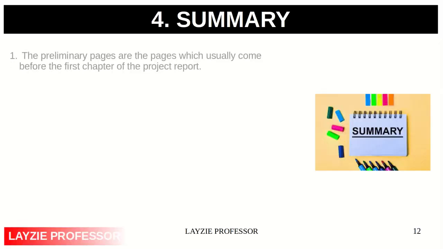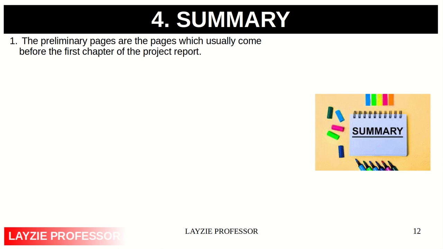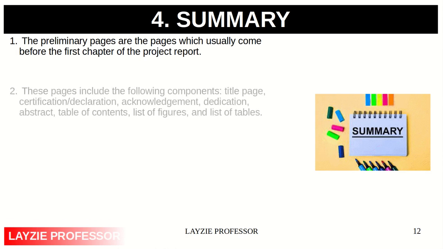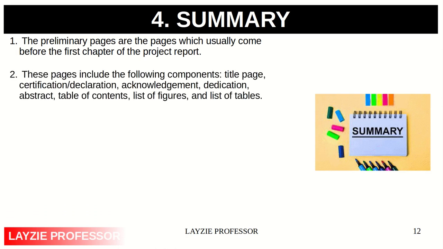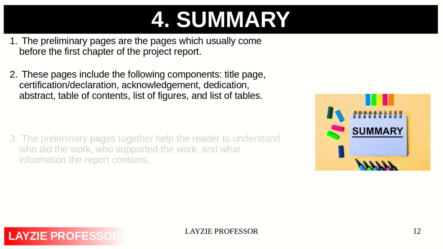So in summary, the preliminary pages are the pages which usually come before the first chapter of the project report. And these pages are made up of various components, and these components include the title page, the certification or declaration, the acknowledgement, the dedication, the abstract, the table of contents, the list of figures, and the list of tables. So all these come together. They are written on various pages, but they come together to form the preliminary pages, and all these must be presented before the first chapter.